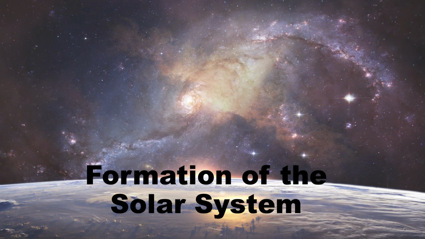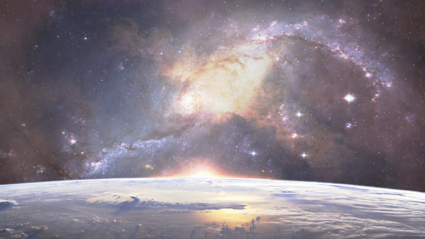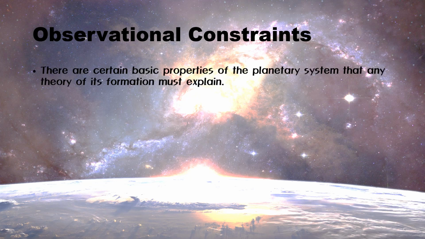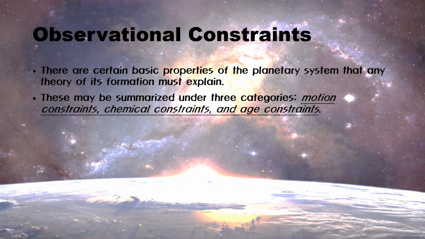And welcome back. As we continue our cosmic journey, let's look now at the formation of our solar system. The first thing we have to understand is this idea of observational constraints when we are looking at how our solar system could have formed. There are certain basic properties of a planetary system that any theory of its formation must explain. We can summarize these into three categories: motion constraints, chemical constraints, and age constraints.